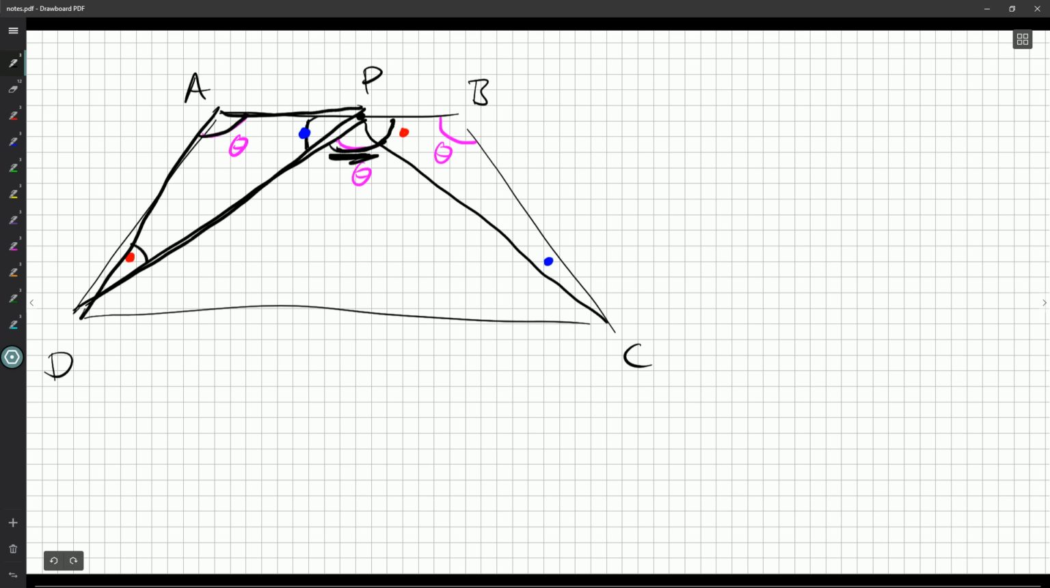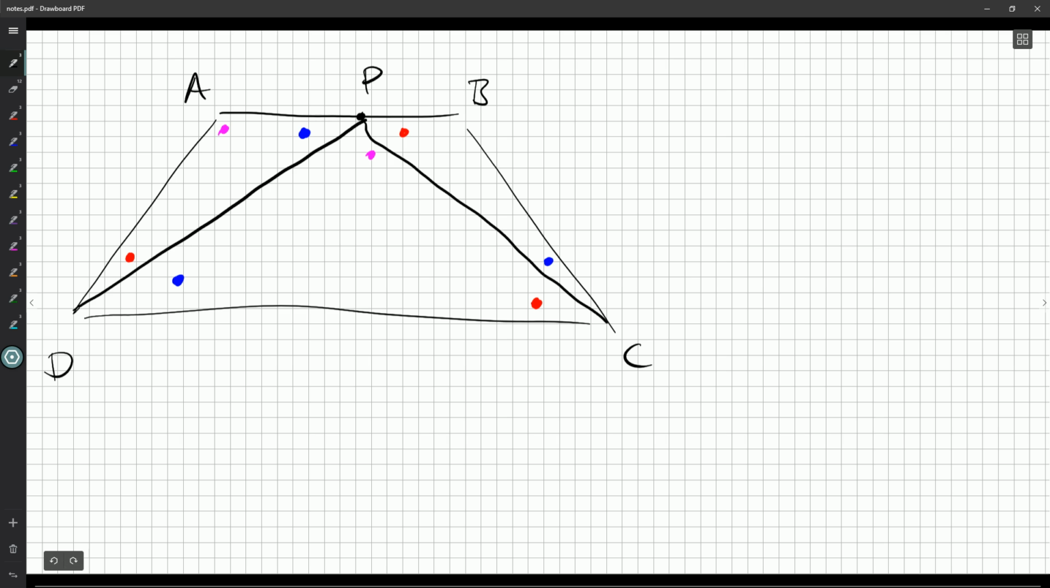And now we can use the 180 thing to say, all right, blue dot plus theta plus red dot must be equal to 180. So we can get the blue dot here and the red dot here. And that'll open up some similar triangles. Now, it is a written contest, so we should at least write this down a little bit. I'm going to actually drop the theta and just make it a pink dot. Put a pink dot there.